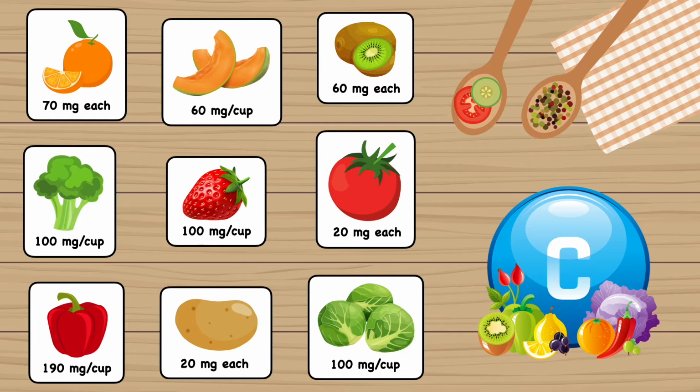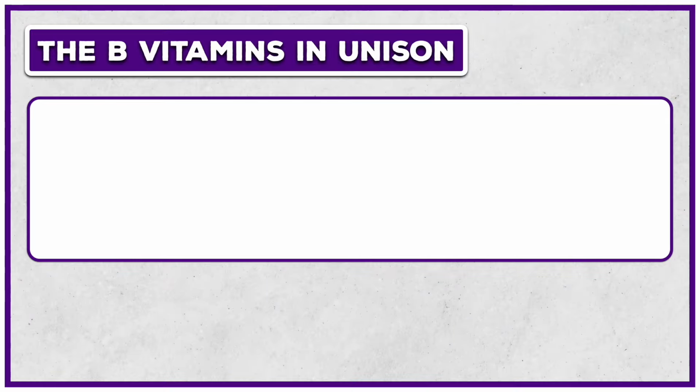Oranges are perhaps the source that's most easily identified by the public, but as you can see, other food sources contain a comparable or greater amount. For instance, the bell pepper provides nearly 200 mg per cup, and strawberries, broccoli, and Brussels sprouts all provide 100 mg per cup. Other foods shown include cantaloupe, kiwi, tomatoes, and potatoes.